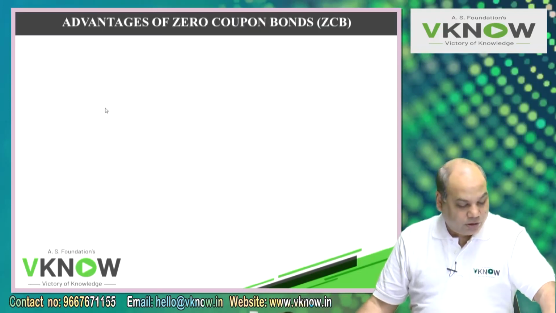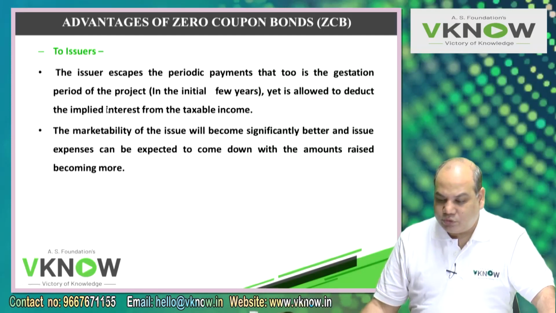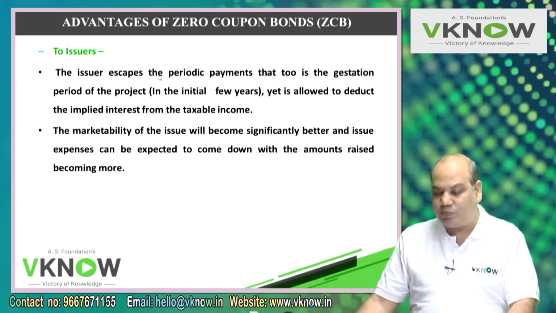Okay. Now here I have added a few more paragraphs for a theory question. If they ask you what is a zero coupon bond or a deep discount bond, after explaining the basic feature, you also write the advantages to the issuer. Who is an issuer? The company which is issuing the zero coupon bond. Why do they issue zero coupon bonds? Why don't they issue the usual bond, that is the coupon bond?